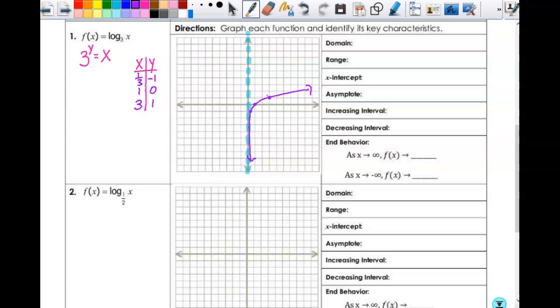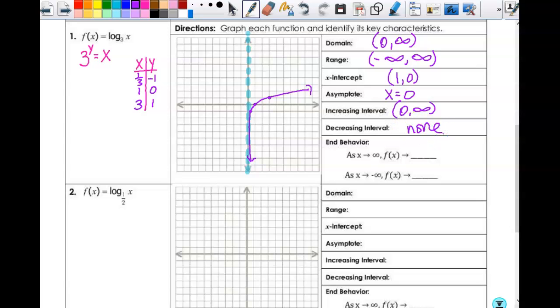All right, so what's our domain? 0 to infinity. Good. Do I include 0? No. What's my range? -infinity to infinity. Good. What's my x-intercept? 1, 0. And if there's no transformations, it will always be 1, 0, just like for an exponential, it's always 0, 1. My asymptote is x equals 0. Is this increasing or decreasing? Increasing. So it's increasing from where to where? 0 to infinity. And that means it's not decreasing at all.